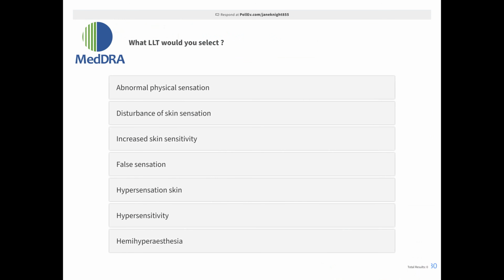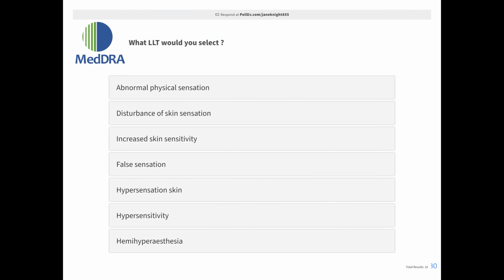Well, we've looked at the browser ahead of time on this one, and we've given you a few LLTs to choose from. Here are a few. We've got an abnormal physical sensation, or if we say it's down one side of the body, is it a disturbance of skin sensation? Is it increased skin sensitivity, oversensitivity? Is it an increased skin sensitivity or a false sensation? Hypersensation, skin hypersensitivity, or hemi-hyperesthesia? What do you think there?